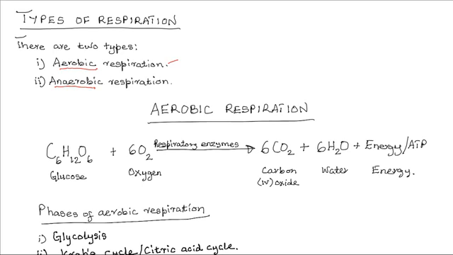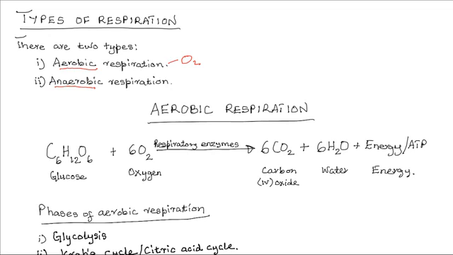The first one requires the presence of oxygen. So aerobic means in the presence of oxygen and anaerobic means without oxygen. So we'll start by looking at aerobic respiration. This is the breakdown of food substrate in the presence of oxygen to release energy, carbon dioxide, and water.